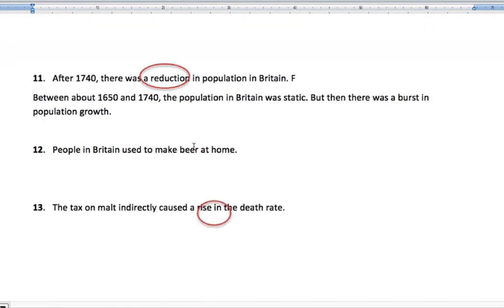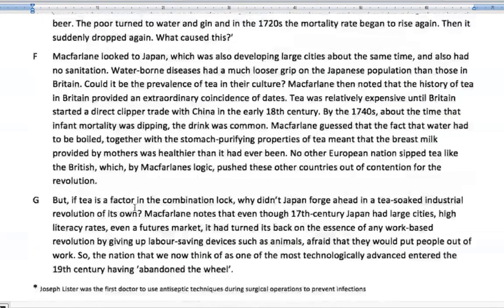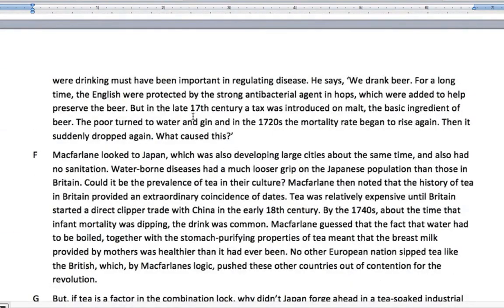People used to make beer at home. I'm going to leave it. I couldn't find anything easy there. The tax indirectly caused a rise. Did it cause a rise in the death rate or did it cause a fall? Maybe this word, but I doubt it. It's more likely that it's going to be about a rise in the death rate. And so we're going to look for the scanning word, tax. Scan, scan, scan, and it's all over there.